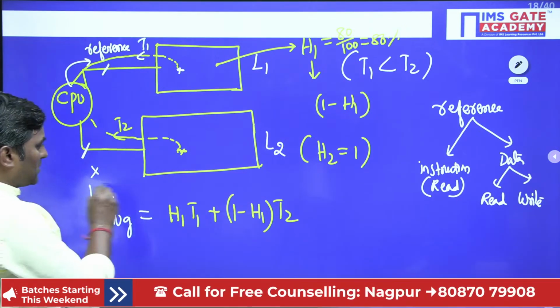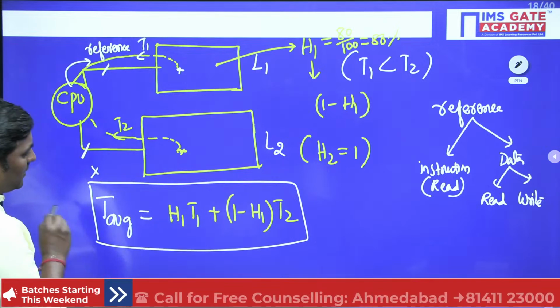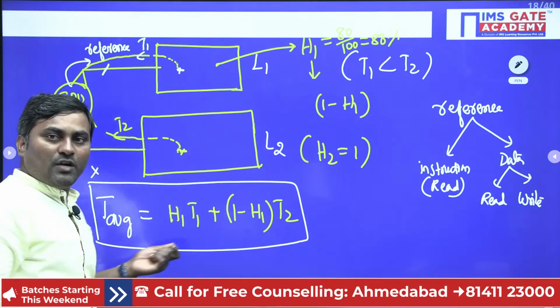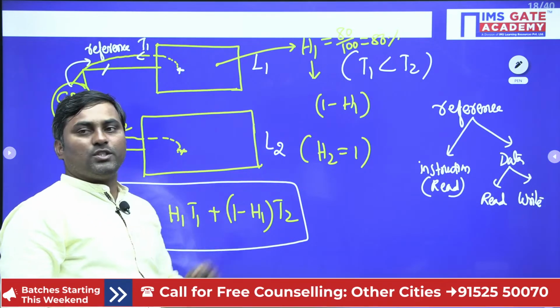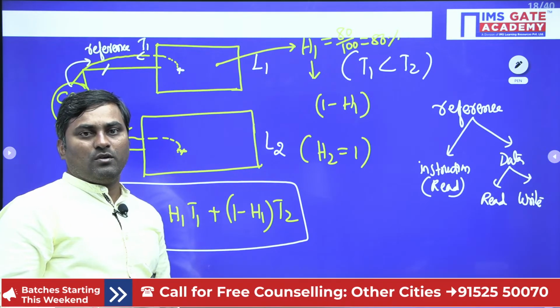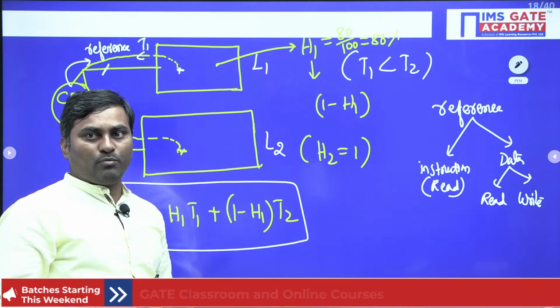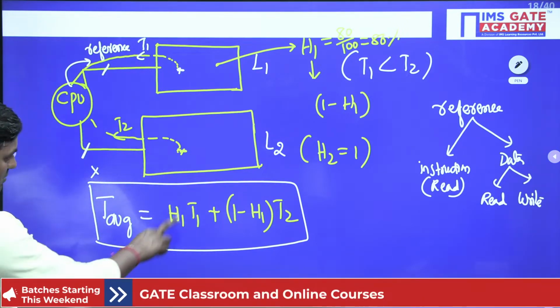The expression, if you see, for a 2-level memory hierarchy which is parallelly connected: T average access time equal to H1 T1 plus 1 minus H1 into T2. This way you can understand. All of you, right? Okay, we'll see this further.